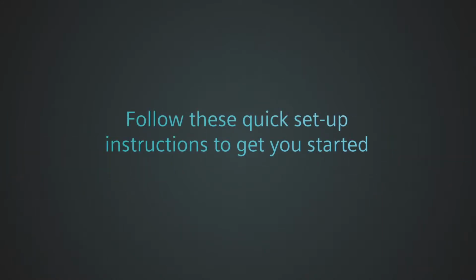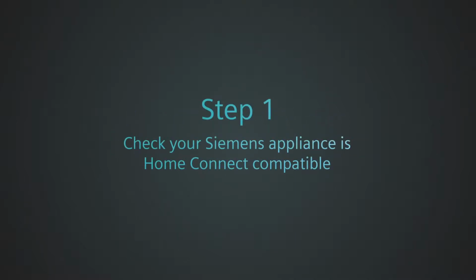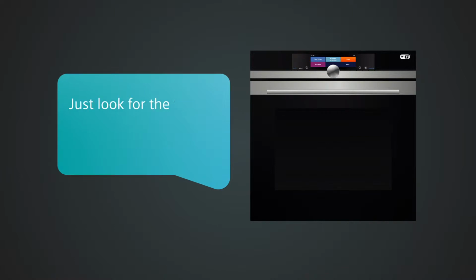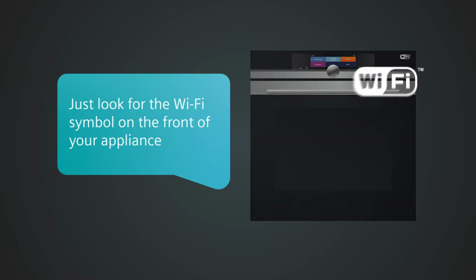Follow these quick setup instructions to get you started. Step 1. Check your Siemens appliance is HomeConnect compatible. Just look for the Wi-Fi symbol on the front of your appliance.